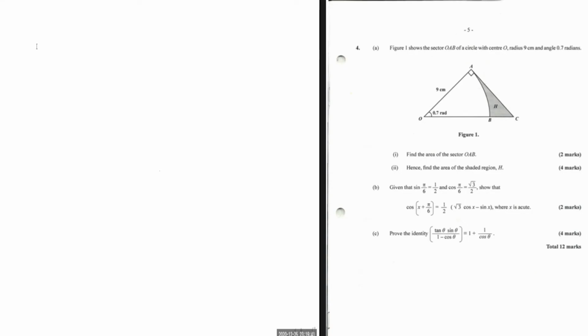Now let's look at question 4. What is question 4? Question 4 says, Figure 1 shows the sector OAB of a circle with center O, radius 9, and an angle of 0.7 radians. It says find the area of sector OAB.